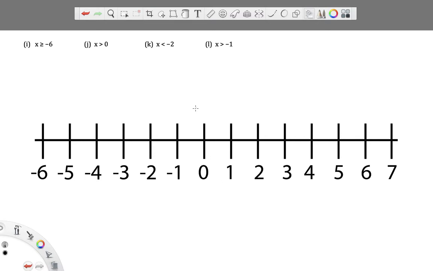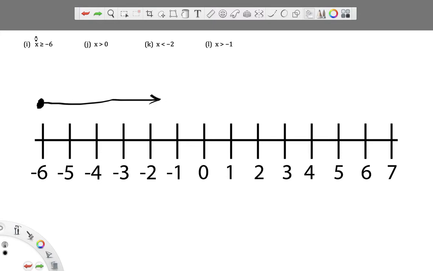Now these 4 questions. x is greater than or equal to minus 6. What will the inequality look like on a number line? We've used more ink on the inequality, so we use more ink on the number line. We fill that in like so. Where are the numbers greater than minus 6? To the right. Minus 5 is greater than minus 6, and if we keep going, 5 is greater than minus 6. So that's i sorted.